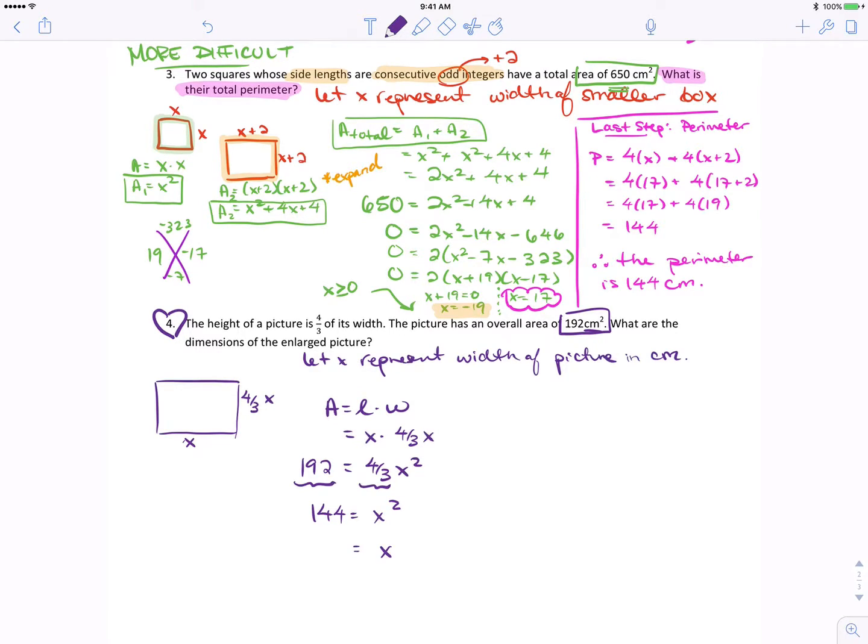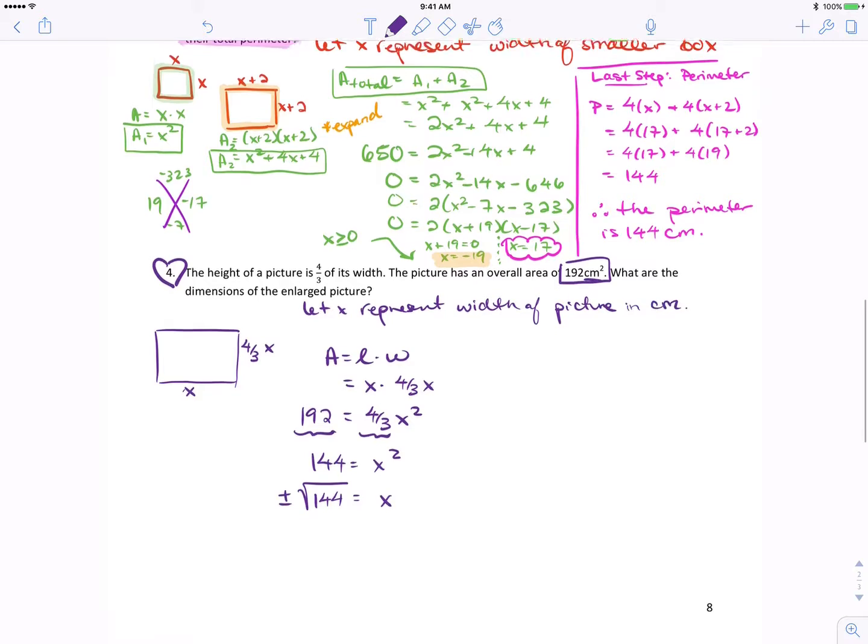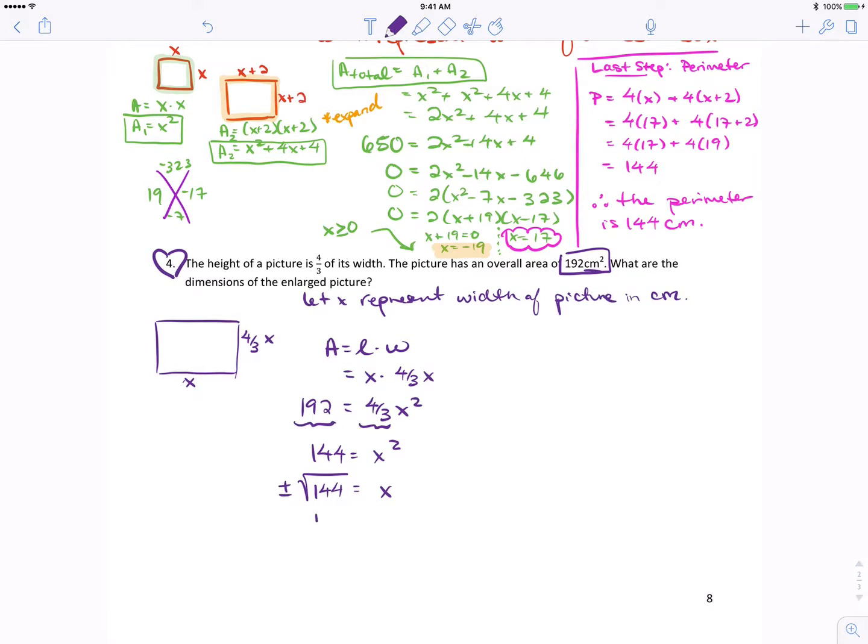And I know that anytime I want to get rid of a square term, I can square root. Plus or minus 144, so x is plus or minus 12. Again, x must be greater than or equal to 0 since it is a length. So I now have that x is positive 12.